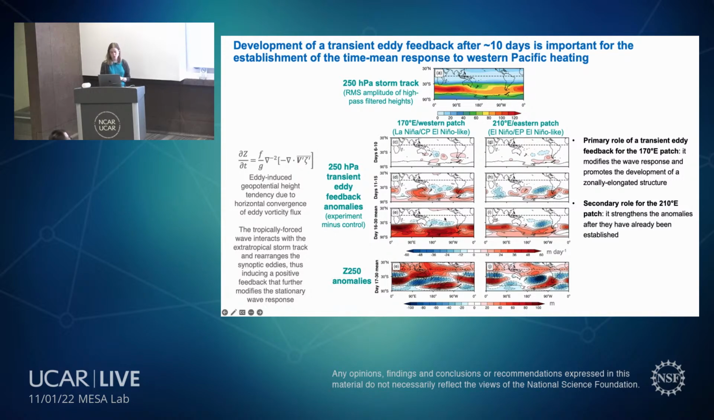And by the final 2 weeks of the integration, this height tendency has organised itself in a way that well resembles the height anomalies in this experiment over the South Pacific basin. So we find that there's a primary role of this feedback for modifying the Rossby wave response and promoting the establishment of this zonally elongated meridional dipole in the South Pacific basin.